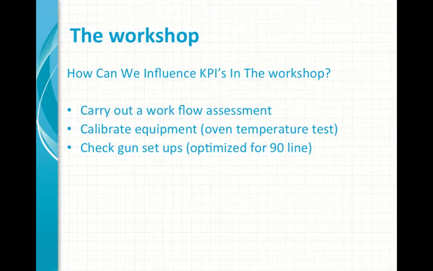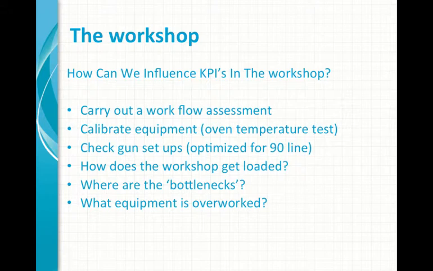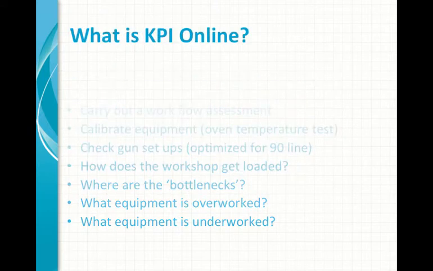We need to check the gun setups, specifically for 90 line. And we need to look at, as I said earlier, how the workshop gets loaded. Where are the bottlenecks? It stands to reason if you've got a car sitting on a jig for 3 days, not moved, that's A, stopping something else getting on there, and B, there might be a problem with the way in which they're ordering parts process. What equipment is overworked? And what equipment is underworked? This goes back to carrying out a utilization analysis.